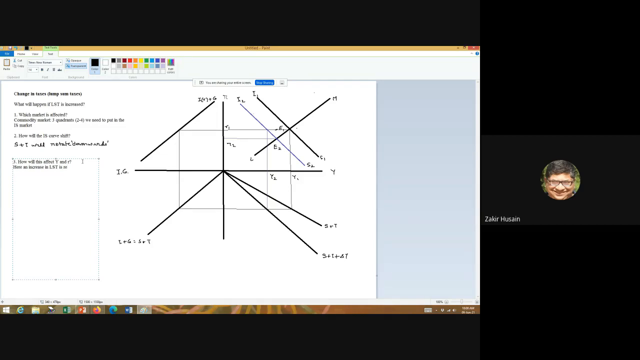And here we see that an increase in lump sum taxes is reducing income. It is also reducing rate of interest. Fourth is, what is the mechanism underlying this change?